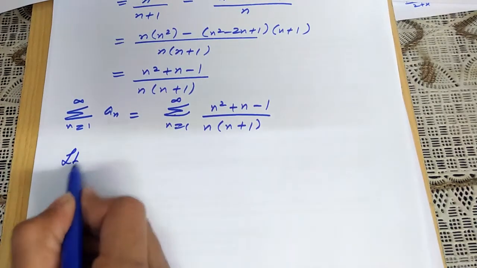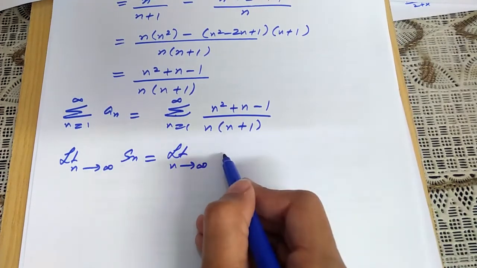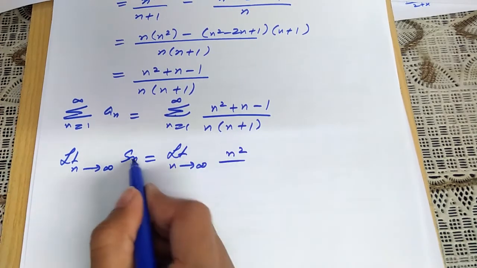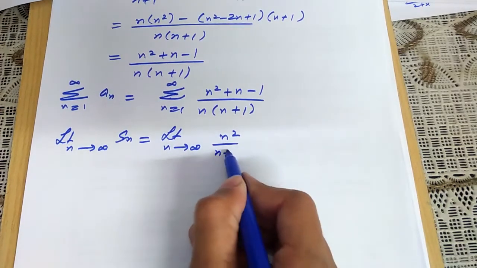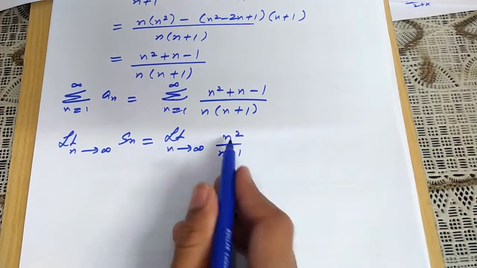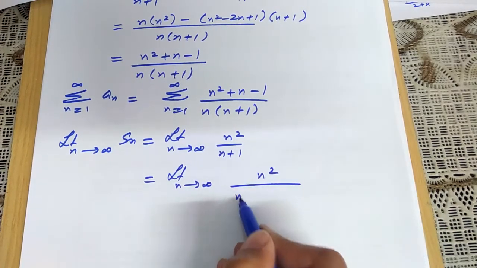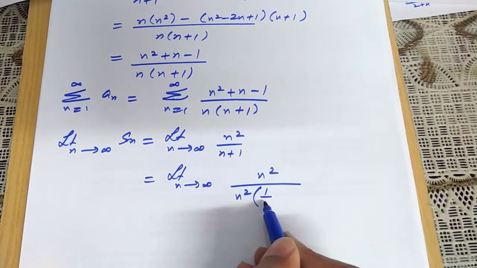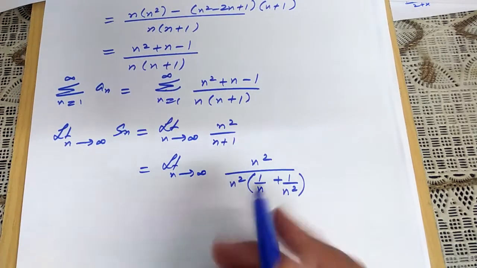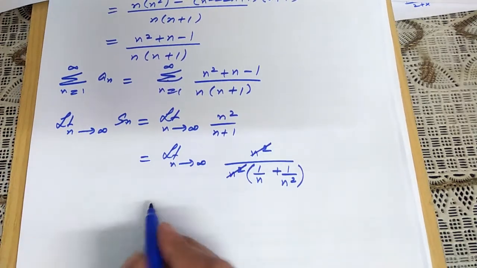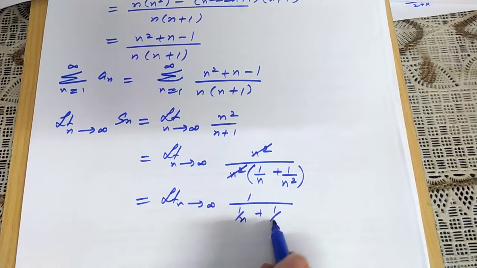Now limit n approaches infinity of Sn. What is your Sn? Sn was given in your question, n square over n plus 1. Now it can be written as limit n approaches infinity of n square over, taking n square common, n square into (1 over n plus 1 over n square). This term and this term can be cancelled out. So you will get limit n approaches infinity of 1 over (1 over n plus 1 over n square).